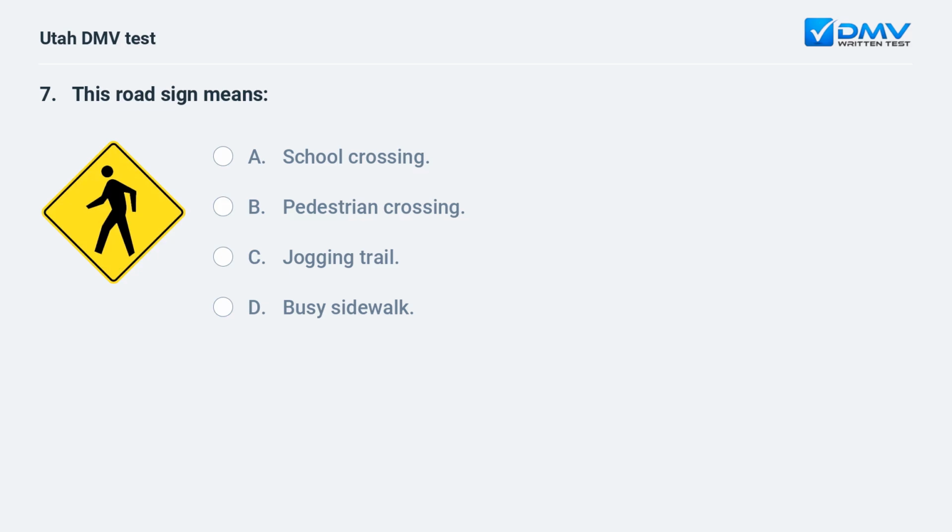This road sign means: A. School crossing. B. Pedestrian crossing. C. Jogging trail. D. Busy sidewalk.